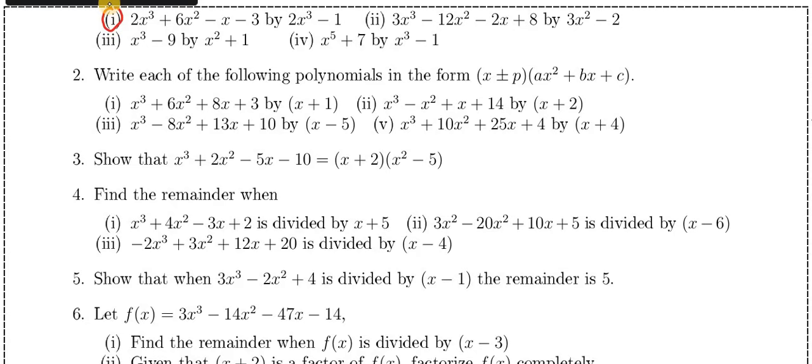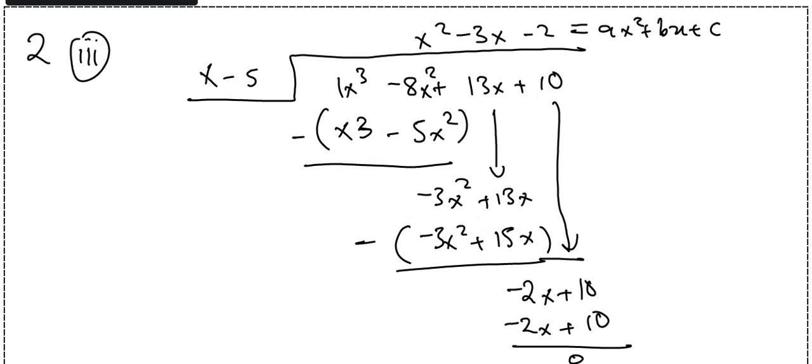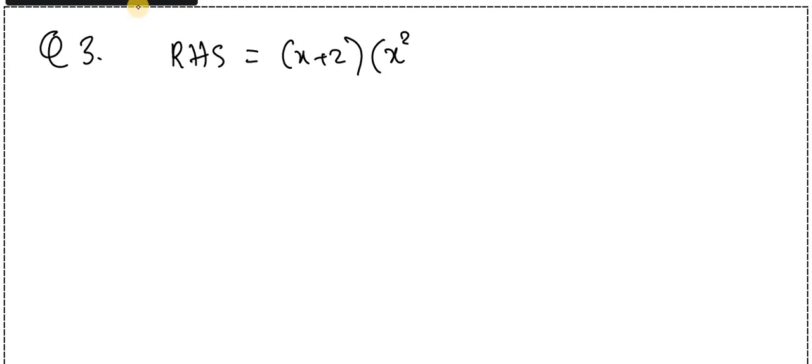They're saying show that the left hand side is equal to the right hand side. So here you can do it in 2 ways. We can start with the right hand side. The easiest way to do here is to start with the right hand side. Yeah, so we can just start with question 3. I'll just take the right hand side directly and solve it. That's x plus 2 and x squared minus 5.